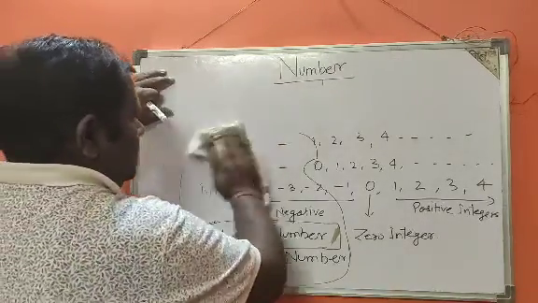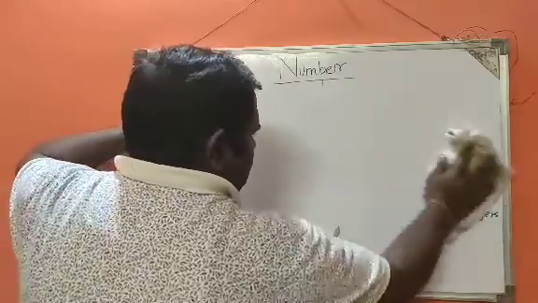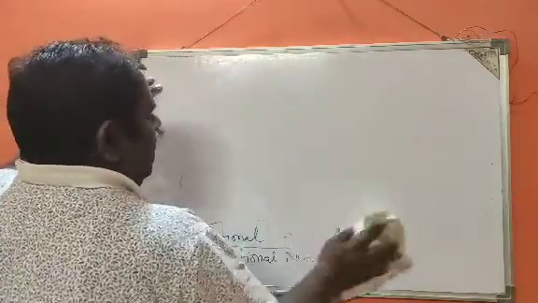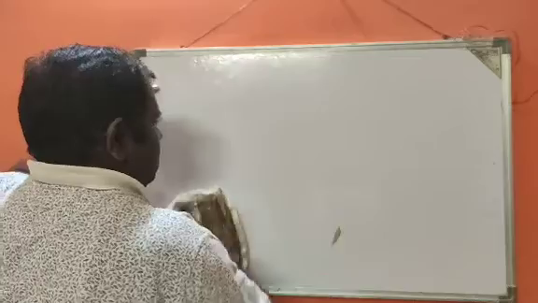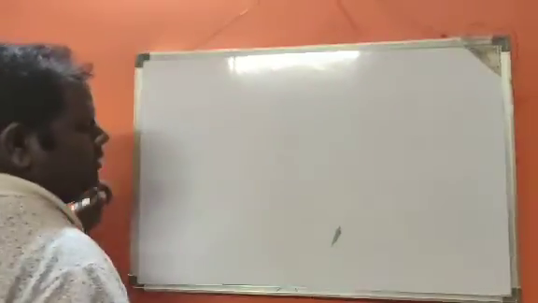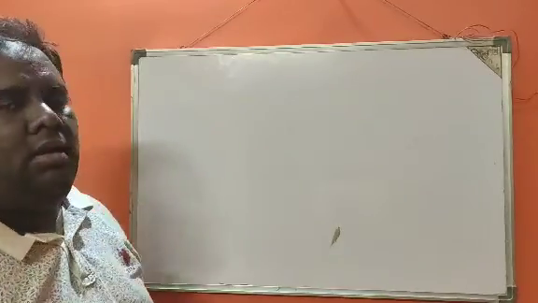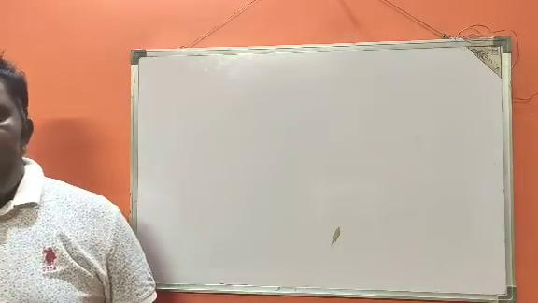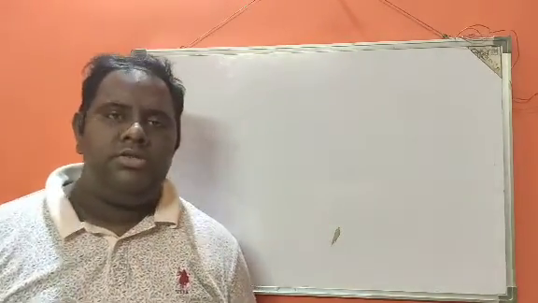Now come to the point. This is for the general knowledge, common thing. Rational number: a number which can be written in the form of p upon q.